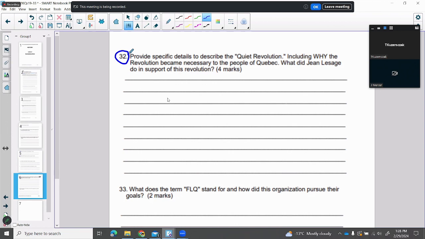This one has so many parts to it, so make sure that you're answering all parts of the question. It says provide specific details to describe the Quiet Revolution. You're also including why the revolution became necessary to the people of Quebec. And then the last part of the question is, what did Jean Lesage do in support of this revolution?